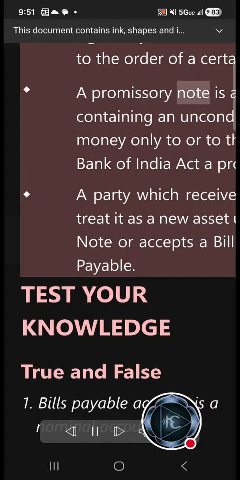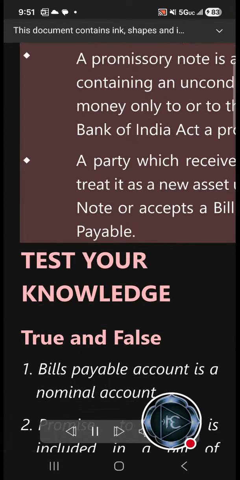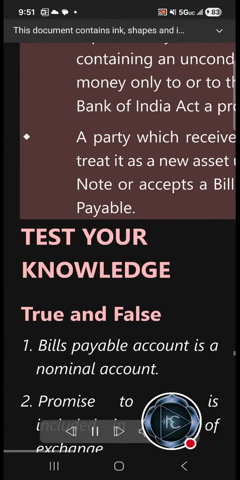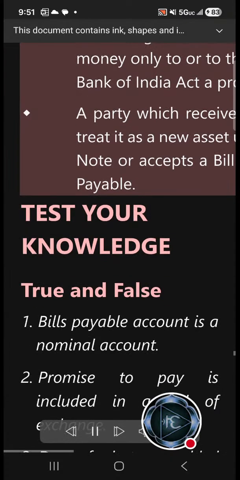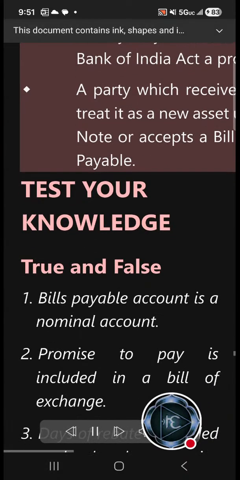A promissory note is an instrument in writing, not being a bank note or currency note, containing an unconditional undertaking signed by the maker to pay a certain sum of money only to or to the order of a certain person. Under Section 31(2) of the Reserve Bank of India Act, a promissory note cannot be made payable to bearer.